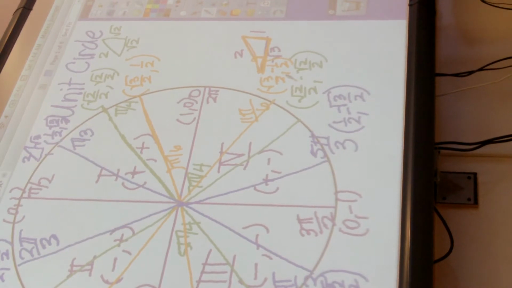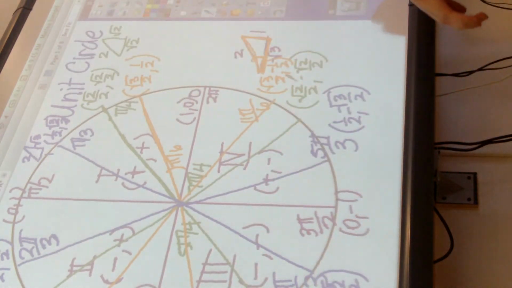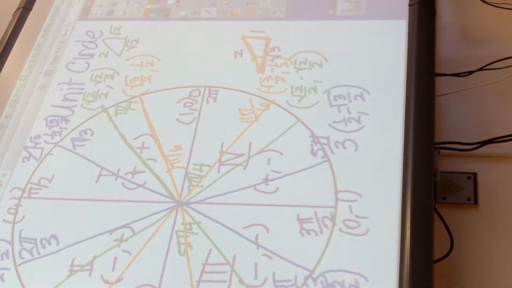Isn't that one negative 1/2? The 7 pi over 6 is negative square root of 3 over 2? Yeah, but isn't the 1/2 negative? Thank you, Madeline. Perfect.